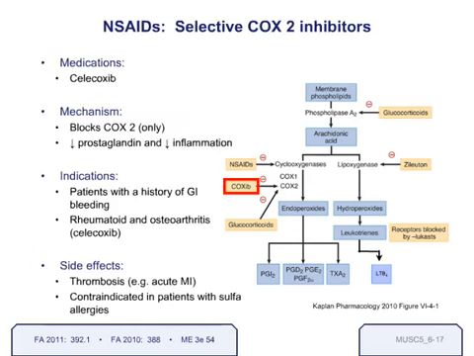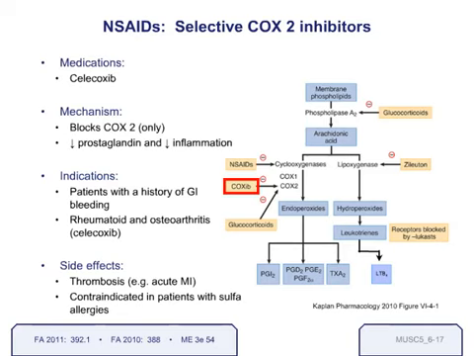Now, recently, certain drugs called selective COX-2 inhibitors have been produced. Now, these are NSAIDs as well, but instead of non-selectively binding the COX enzymes, they only block COX-2. Now, why might this be a desirable property in a drug?